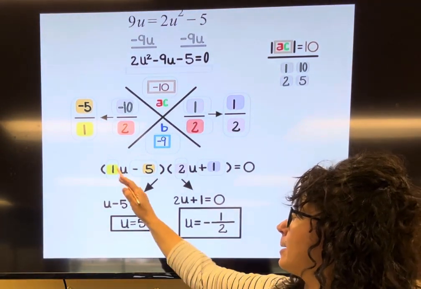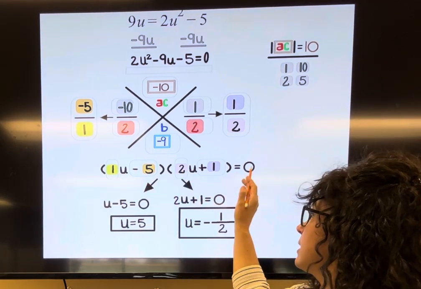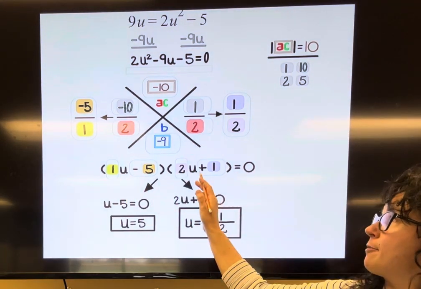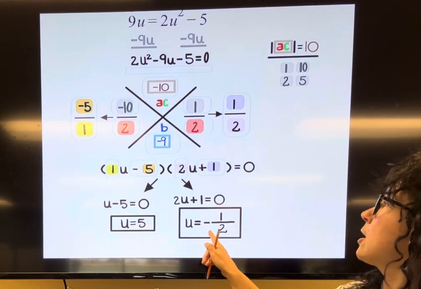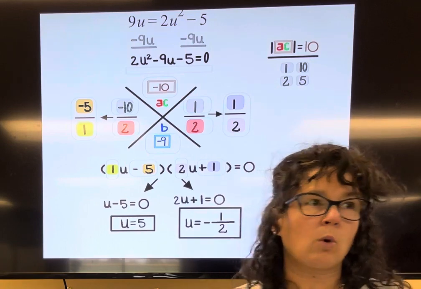The number 5 makes this 0. 0 times anything is 0. The number negative a half makes this one 0. Any number times 0 is 0. So these are my solutions to my original quadratic equation.